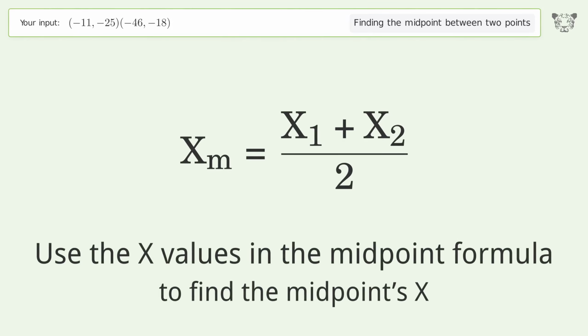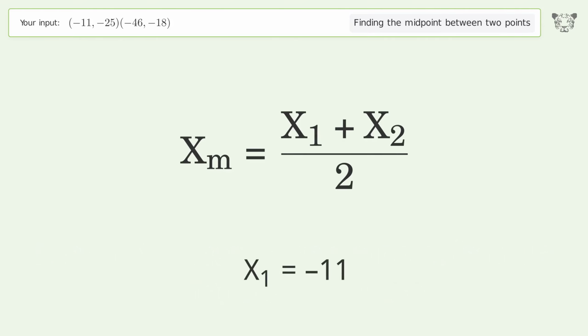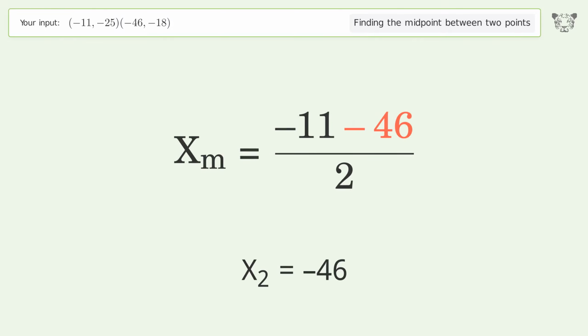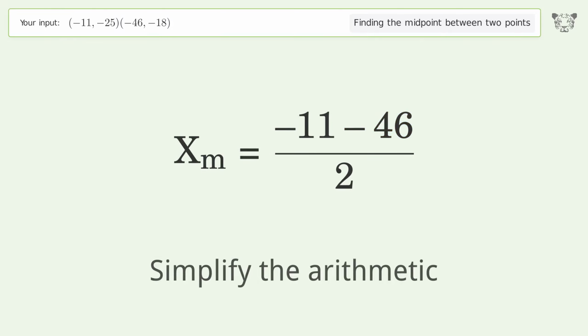Use the x values in the midpoint formula to find the midpoints x. x1 equals -11. x2 equals -46. Simplify the arithmetic.